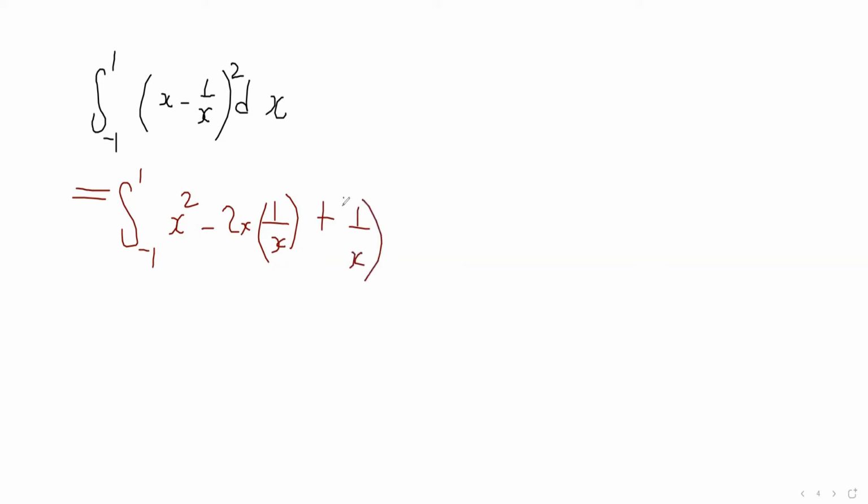This is what we end up integrating dx. I know I'm writing sloppily, but that's fine. So what this works out to be is the integral from -1 to 1 of x squared. Now this x cancels this x, so we just have -2. Then this becomes 1 plus 1 over x squared.